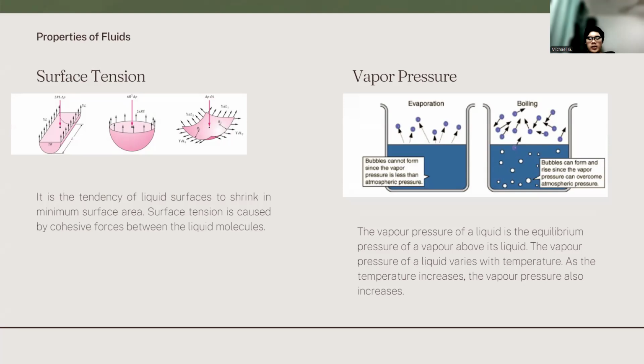And the last one, vapor pressure. Vapor pressure is the pressure at which a liquid boils and is in equilibrium with its own vapor. And when the liquid pressure is dropped below the vapor pressure due to a flow phenomenon, we call the process cavitation.